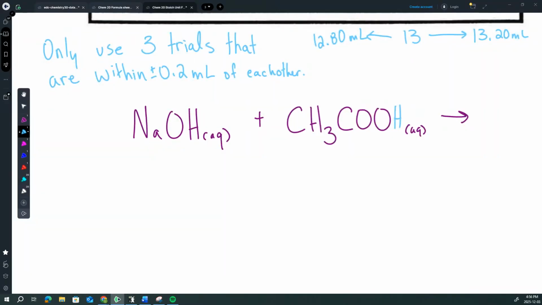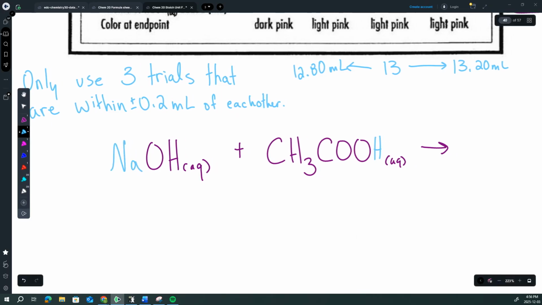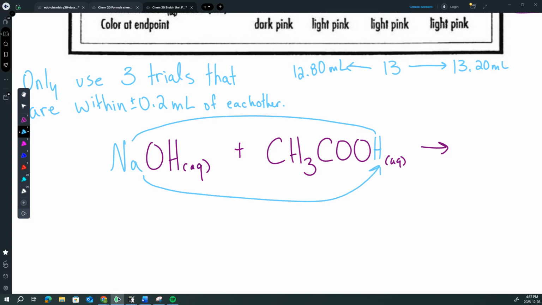Okay, so I'm going to color code my cations here, and let's color code sodium because that would be our cation there. All right, so a double replacement reaction, you could either think of it as your cations are going to switch places or your anions are going to switch places. Okay, pick one strategy and stick with it. I personally like just switching my cations. So sodium and hydrogen, they're going to trade places here.